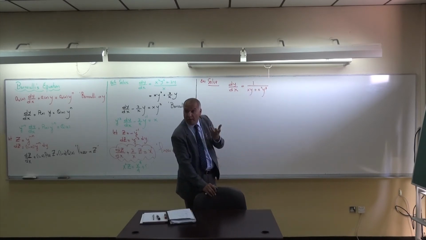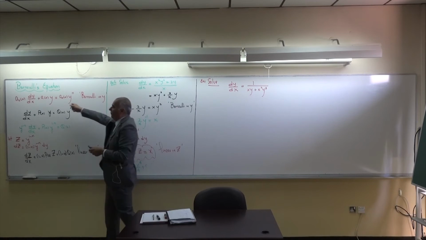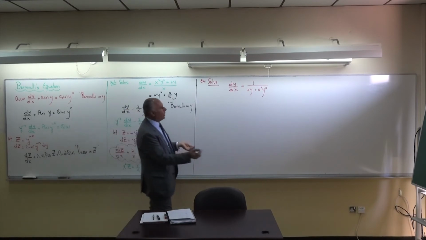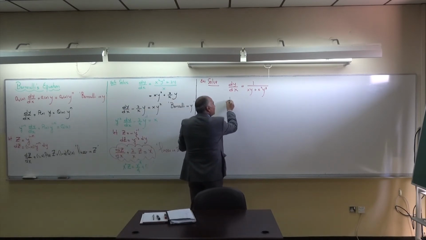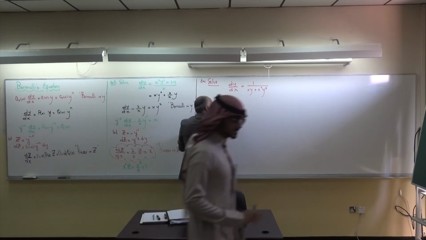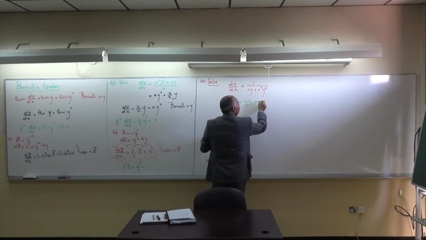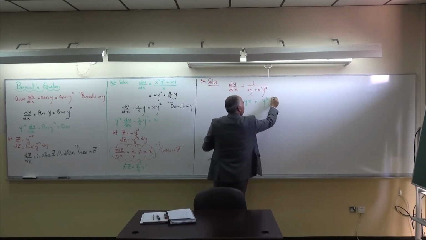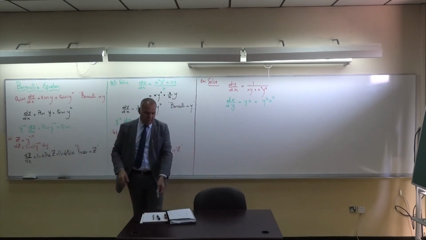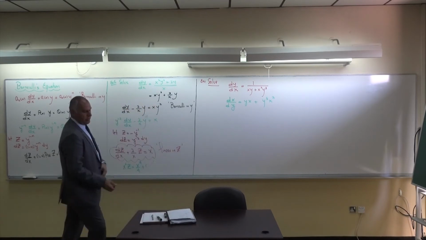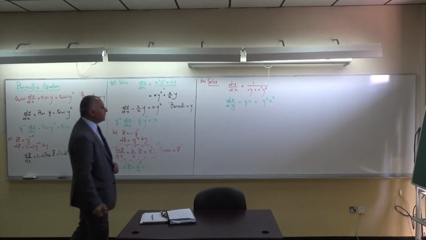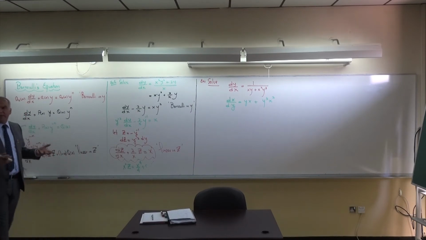So it doesn't work. You will not have this nice simple form. So therefore, it's Bernoulli in X, because if you flip them over, this can be written in this form, which is a nice, simple Bernoulli's equation in X.